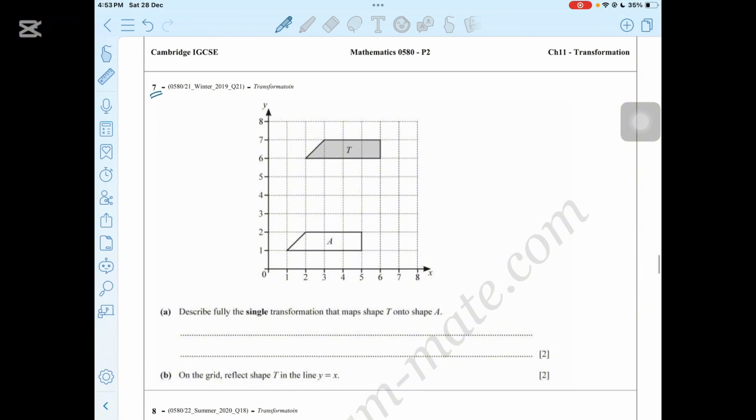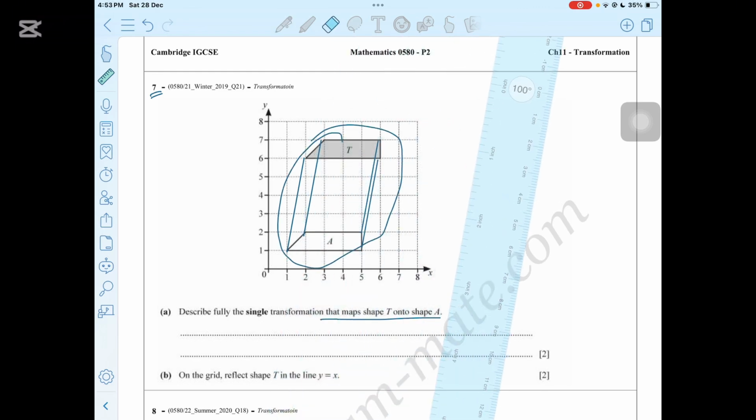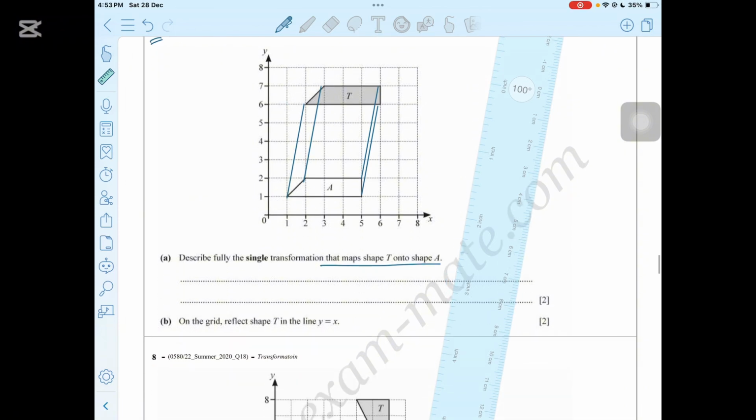Describe fully the single transformation that maps triangle T onto shape A. So it simply looks like a translation. Let's just check this by matching the vertices. If all the vertices are parallel to each other, this is simply a translation. In reflection, these all meet. So it is simply a translation.